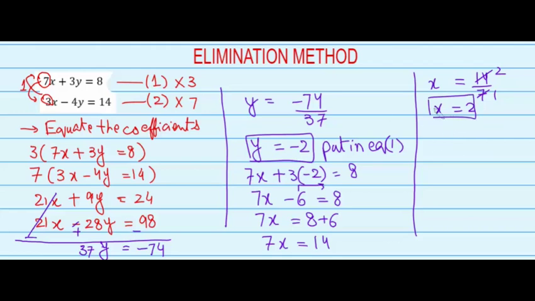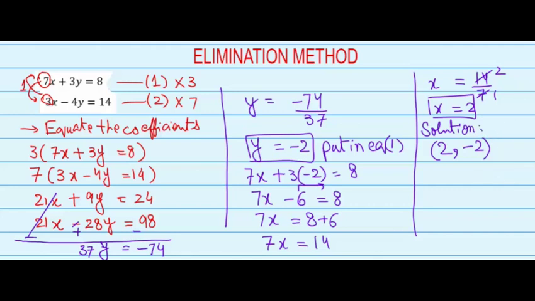Okay, another thing should be noted that this x and this y, they are the coordinates of the point of intersection of these two lines, right? So we can write this solution in point form. The first coordinate is x, which is 2, comma, and the second y coordinate, which is -2. So this is the solution of the two linear equations.